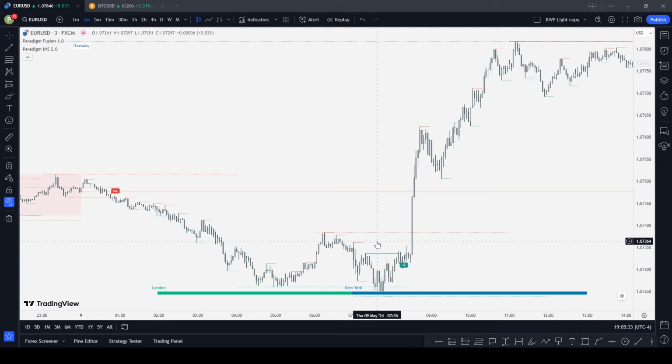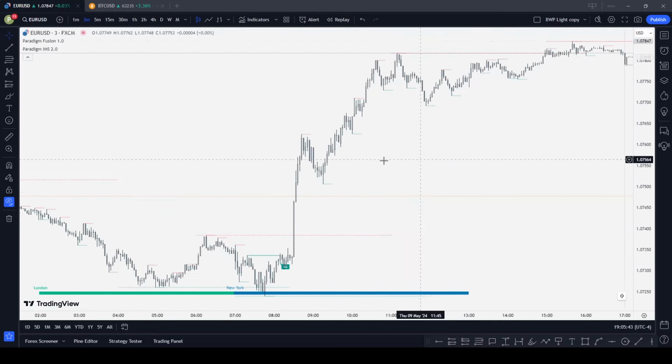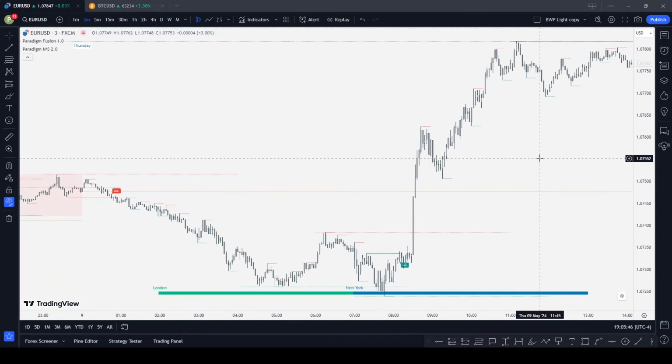Okay, so this is the indicator version of the EA for TradingView. This is the current price action. This is Thursday, 9th of May. Okay, we had a sell here, then we had a buy signal here.